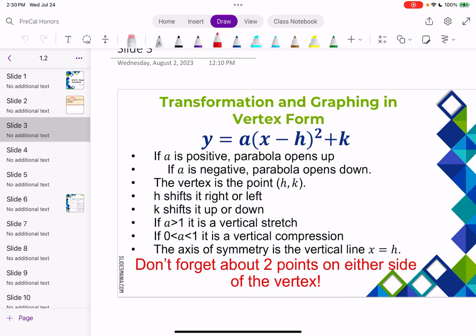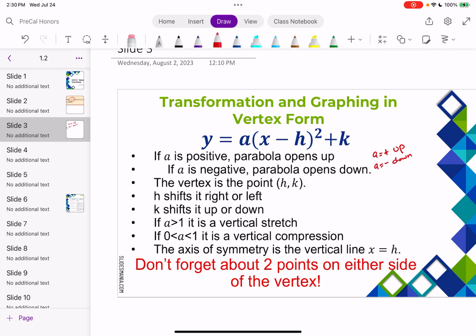So let's start off with a. The letter a is going to tell us whether it opens up or down, based on whether it is positive or negative. So if a is positive, it would go up. If a is negative, our parabola is going to face down. We've already gone over the fact that our vertex is going to be at the point h, k.